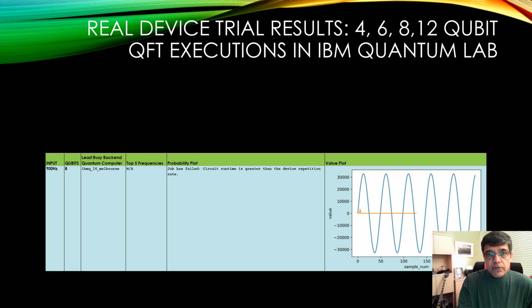With 8 and 12 qubits, we have the same error. Circuit runtime is greater than device repetition rate. Apparently, on the free account for IBM Quantum, we did not have the ability to reserve sufficient time to allow the job to complete.